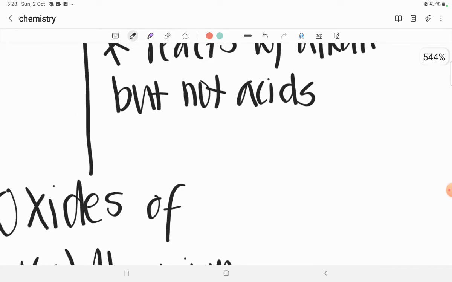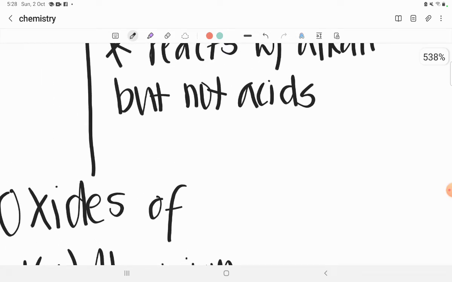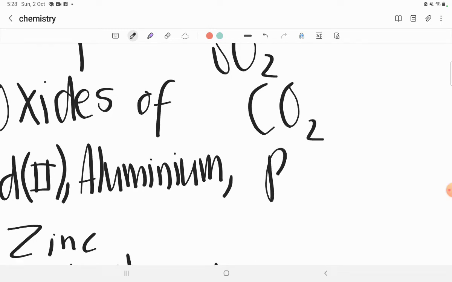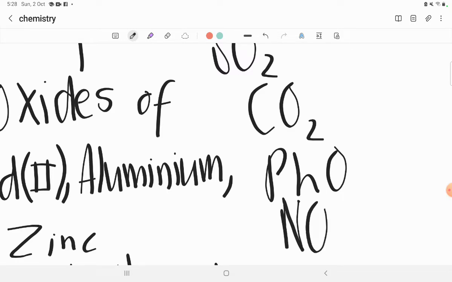Okay, they react with alkali but not acid. Some examples are sulfur dioxide, SO2, carbon dioxide, CO2, phosphorus oxide, P4O10 if I'm not wrong, and nitrogen dioxide, NO2.